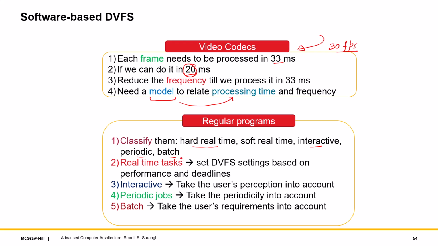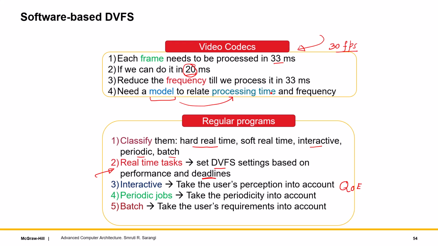Then we can have, based on the classification, different policies. For real-time tasks, we have to set the DVFS settings such that the deadline is being met. As long as the deadline is being met, there is no need to increase the frequency any further. Interactive jobs, well, we'll have to look at what is called the quality of experience of the user. If it is high, well, don't increase the frequency, consider lowering it. If it is low, consider increasing it. Again, periodic jobs like this, take the periodicity into account and see if we are completing before the deadline or not.